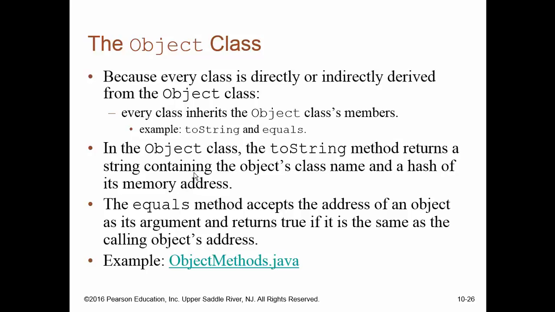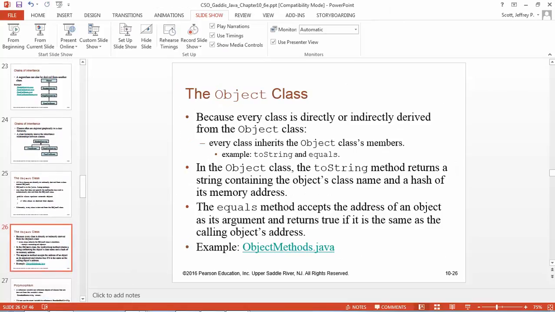As it says, because every class is directly or indirectly derived from object, every class inherits anything that's defined in object itself. What's defined in object? ToString and equals. In fact, even more than that. I've shown you this before. I'm going to show it to you again.